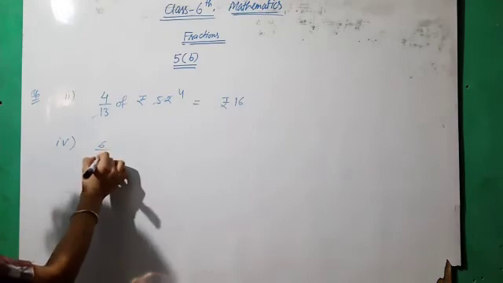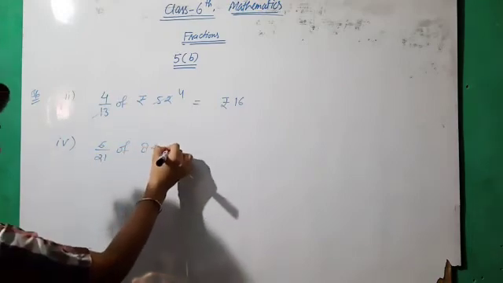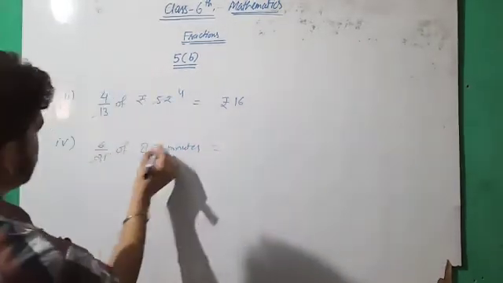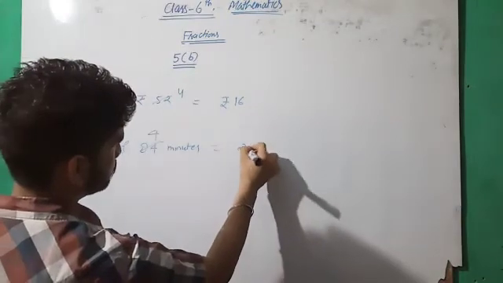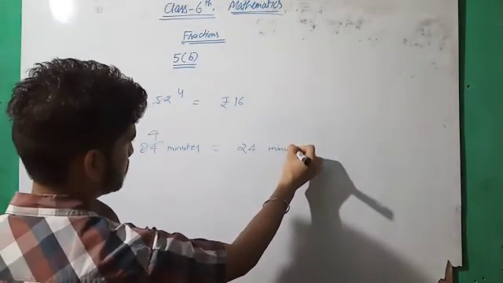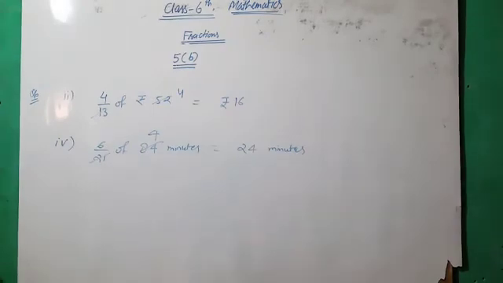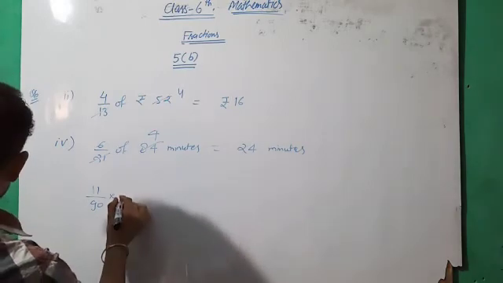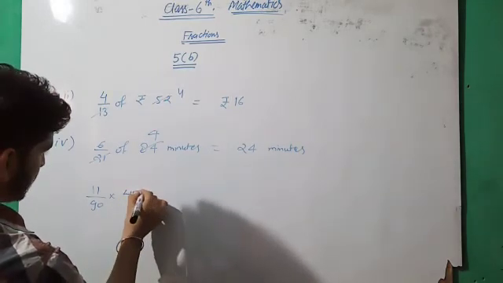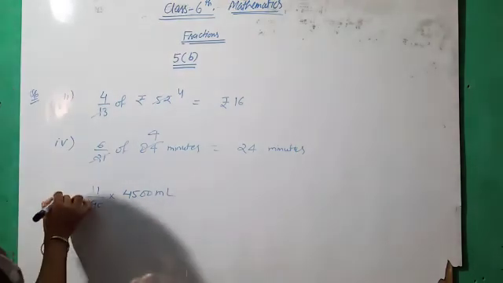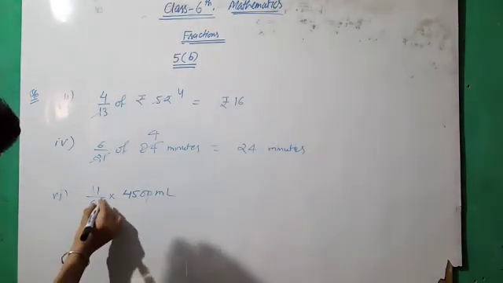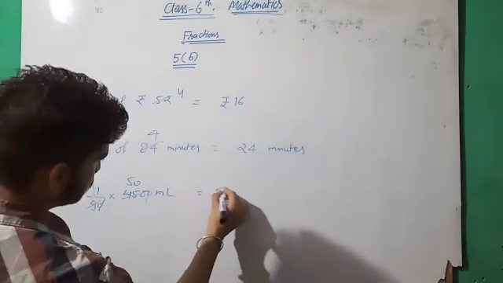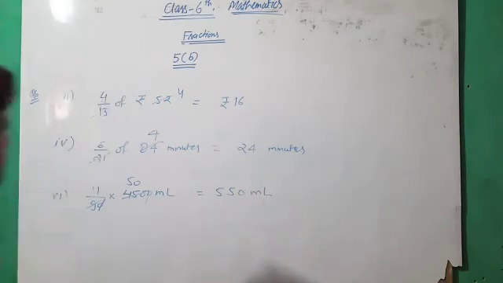Fourth part. 6 by 21 of 84 minutes. I think minutes, yes, minutes. Okay, 21 into 4 is 84. So 6 4s are 24 minutes. Now next one is 11 by 5 of 4500 ml, where of means multiply. 0 cancels with 0. 9 5s are 45 and 1 0. Okay. So 11 5s are 55, then 0, 550.